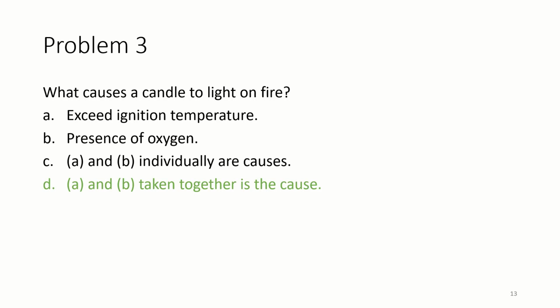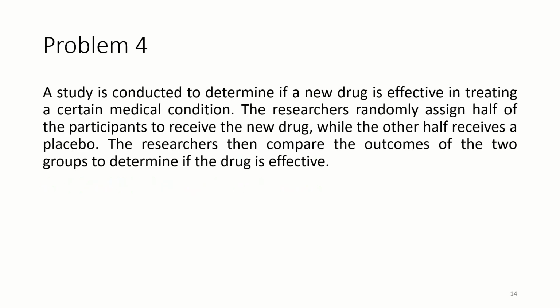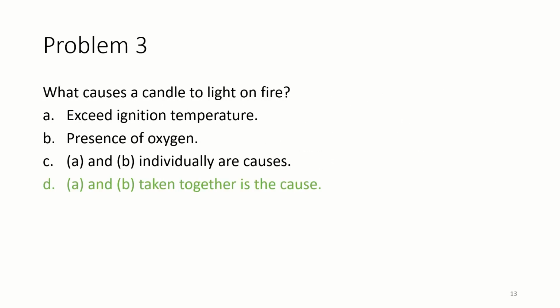Okay. So problem 4, Ramesh, please. What is the correct answer of the previous question? A and B taken together. So there is no plurality of causes in modern science. There should be a single cause together. Or we can say there can be multiple factors, but there cannot be multiple causes related to it, if anything has happened.